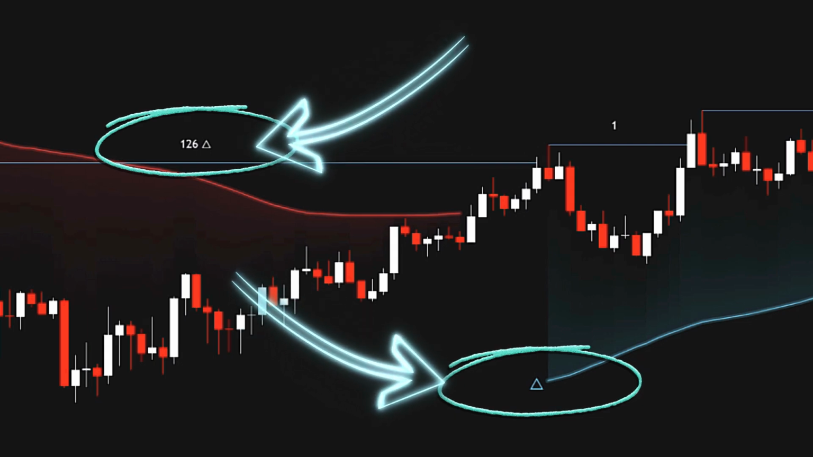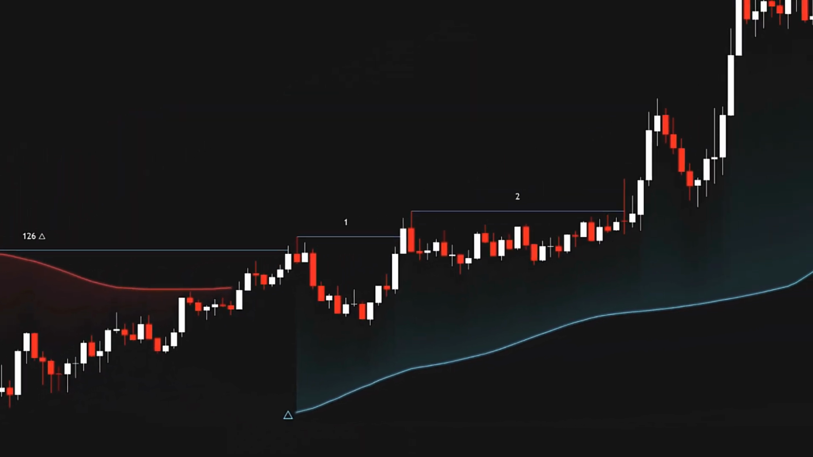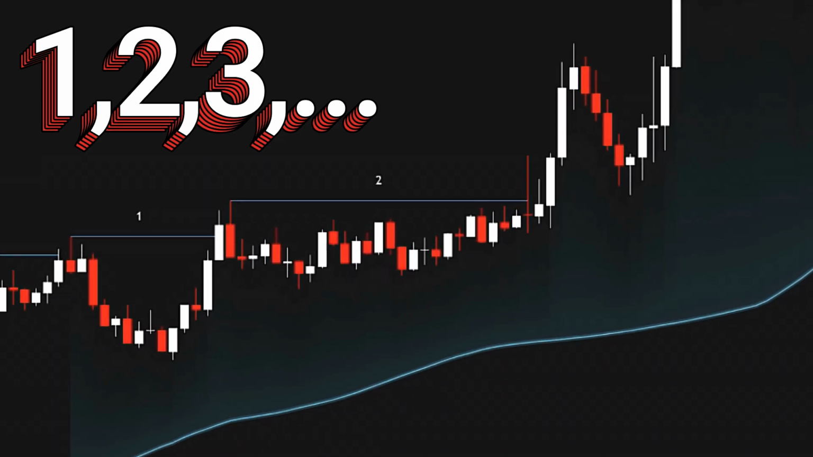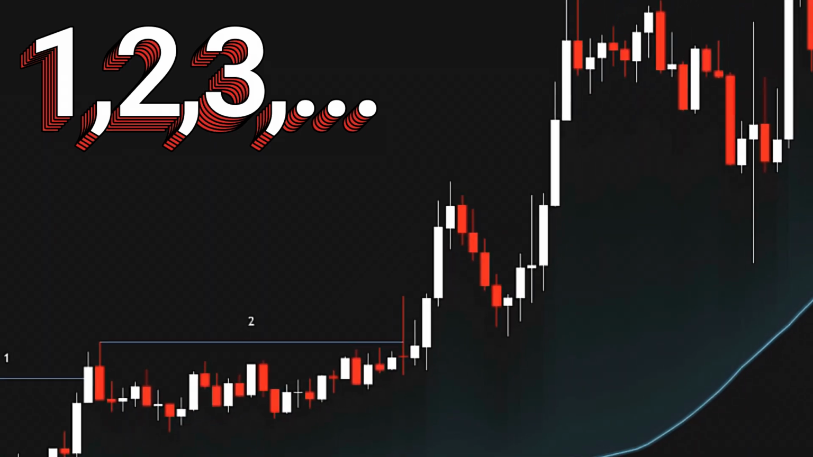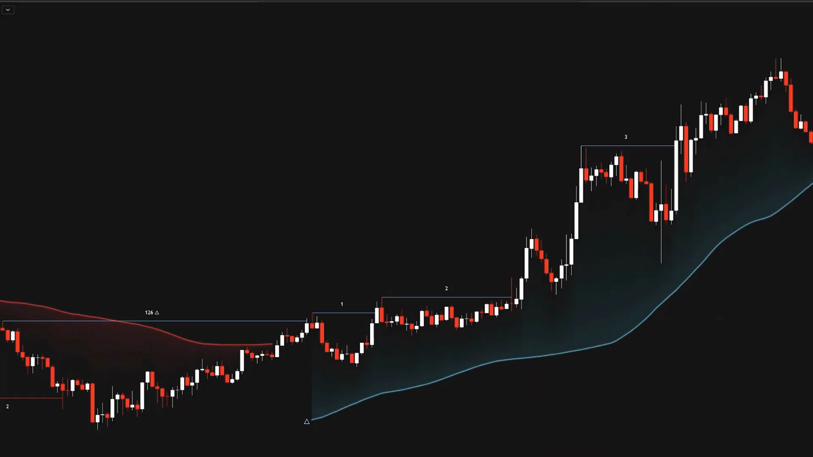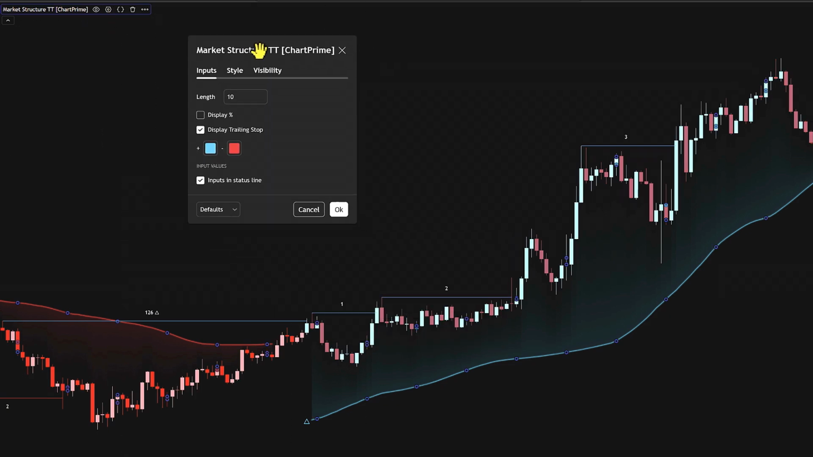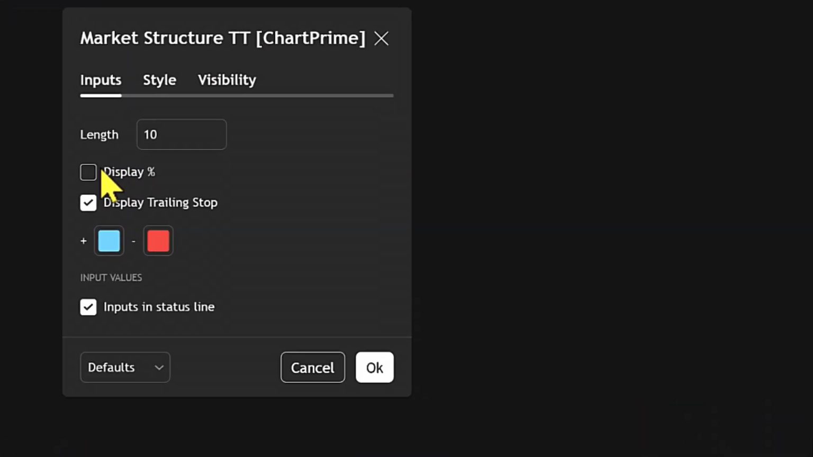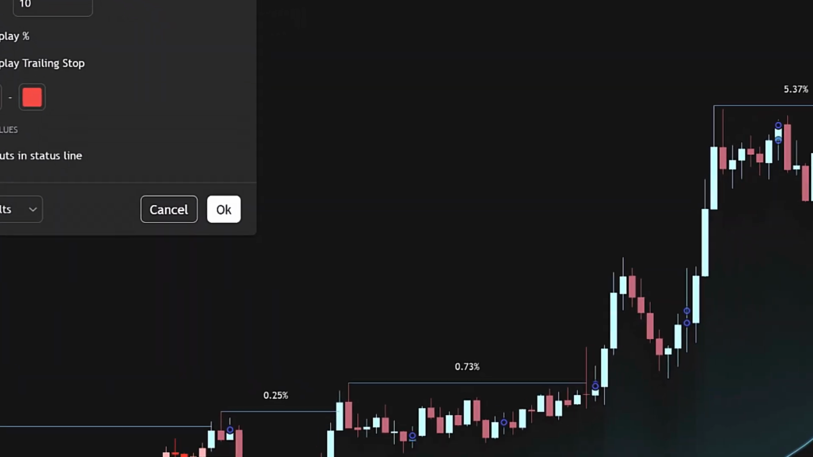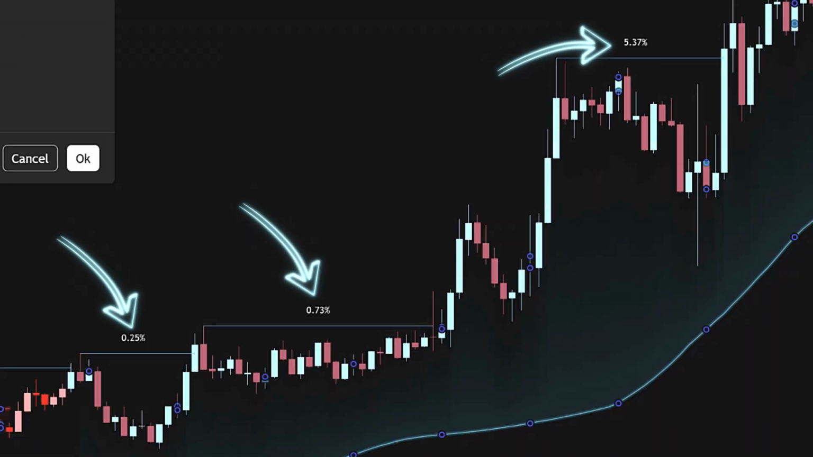Now, if the trend continues and there are more breakouts, each one after that gets numbered sequentially, number 1, then 2, then 3, and so on. Seeing those numbers helps you track the trend's momentum step by step as it progresses. And this indicator also has a pretty neat feature called percentage change. If you turn that on in the settings, it'll show you right there on the chart visually exactly how much the price has moved in percentage since the trend started, basically since the first breakout marker. It's a quick way to see the performance of the current move instantly.